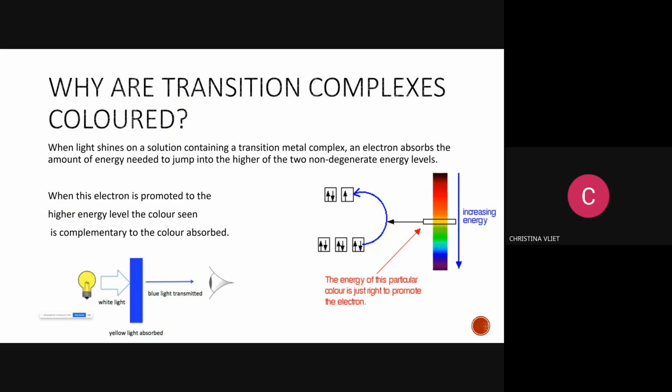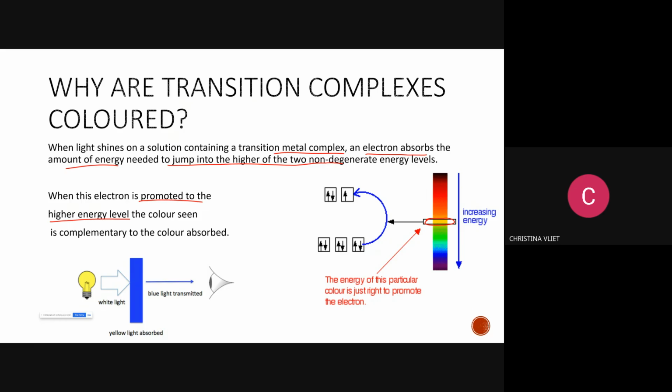So when light shines on a solution that contains a complex, the electron in the complex absorbs in the d orbital an amount of energy needed to jump into the higher of the two non-degenerate orbitals. So the electron jumps from here to here. This increases the energy, which is going to be exhibited in a color. When the electron is promoted to the higher energy level, it absorbs energy.